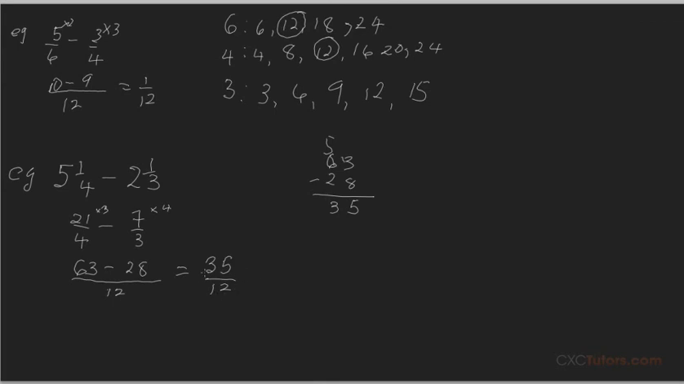Like I said, you can keep your answer as an improper fraction, but if the question asks you to keep it as a mixed fraction, you would say 12 into 35 goes 2 times, remaining 11. And so 11 becomes our numerator, and 12 still remains as the denominator. So this is our result when we subtract 2 1/3 from 5 1/4.